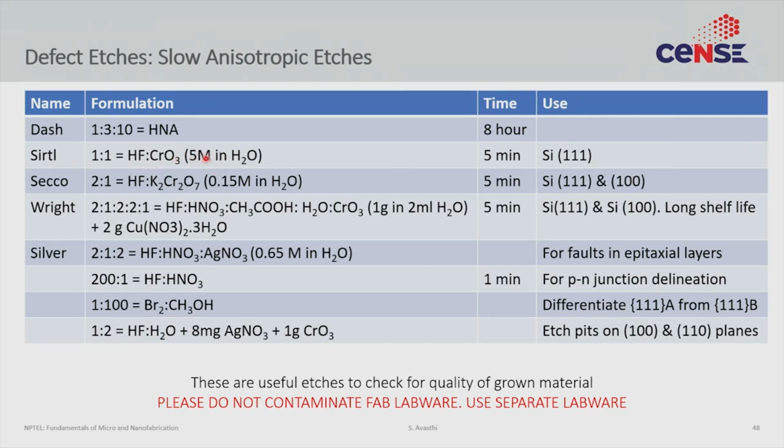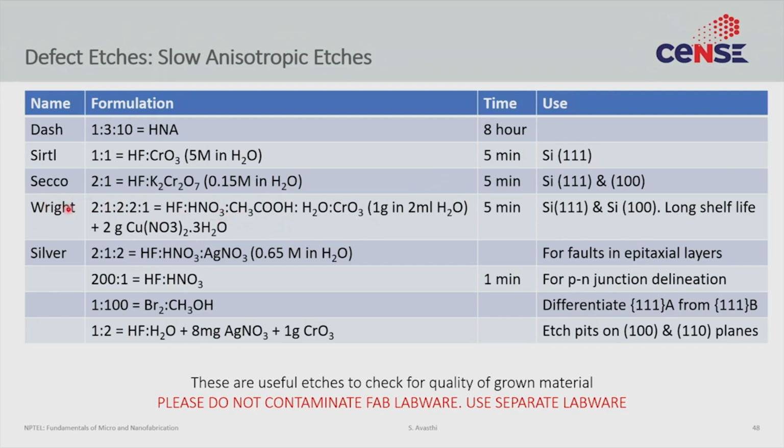So there's a whole family of chromium oxide based etches, right? So these, for example, these two, yeah. So Sirtl, Secco, I have not mentioned Schimmel, but Schimmel etch is also a chromium oxide based etch. And the advantage here is that you can see the 111 and 100 facets, and the etching times are fairly small. Now, another class of etching compounds are those which use both HNO3 and chromic oxide.